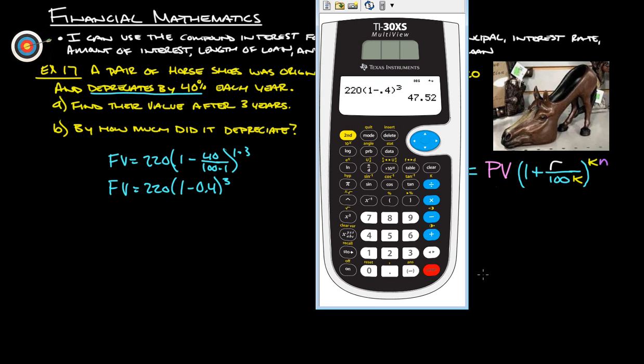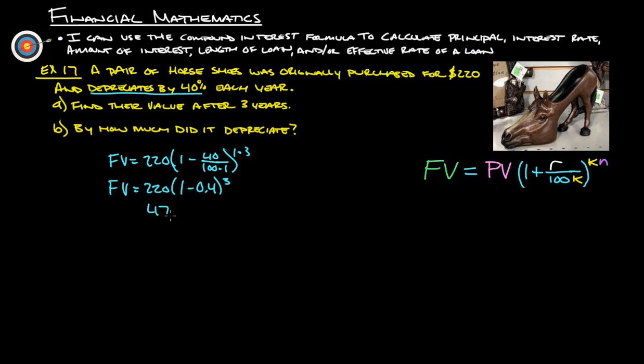So after 3 years, it's going to be worth $47.52. Right? So that's if it decreases by 40% every year.